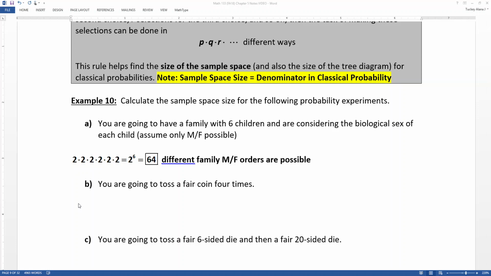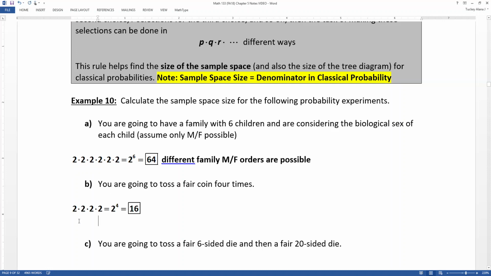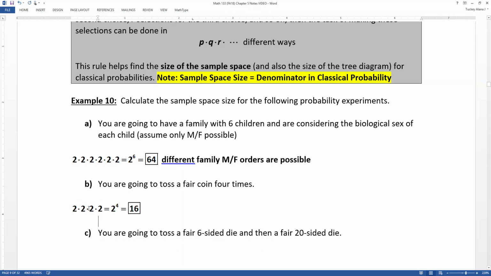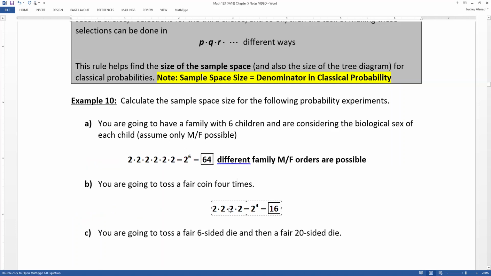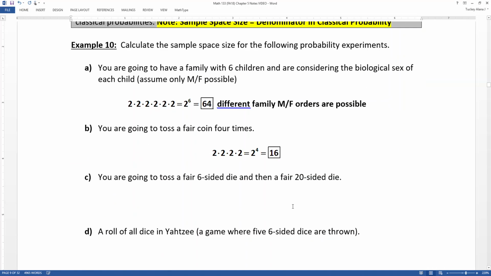So for this one, it's actually even simpler because you have 2 for the first toss, heads and tails, times 2 for the next toss, heads and tails, times 2 for the next toss, heads and tails, and 2 for the last one. So that's 2 to the 4th, which is 16. All right, now will they always be 2s? No, of course not. That would make things way too easy.